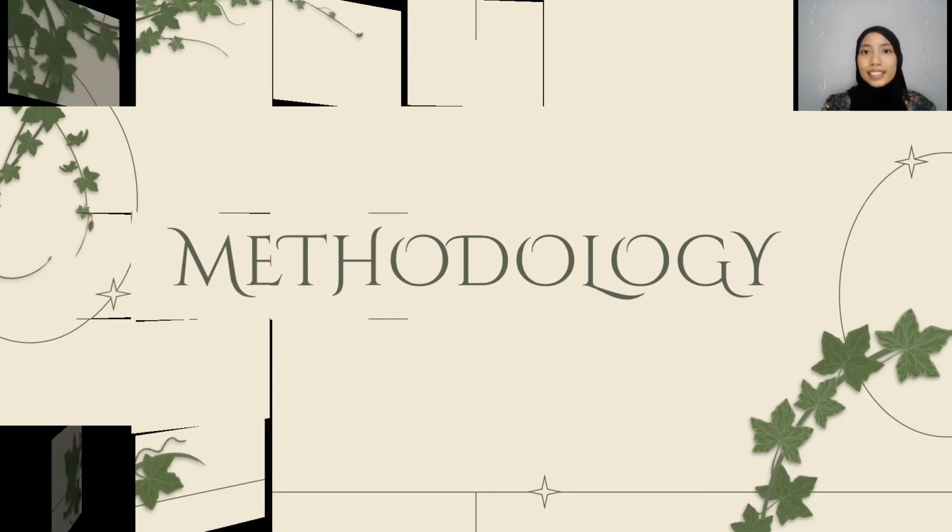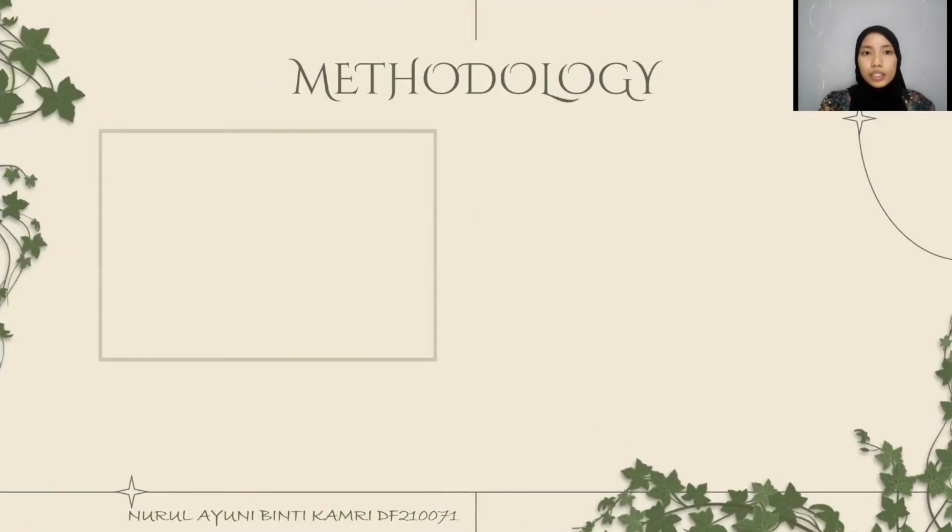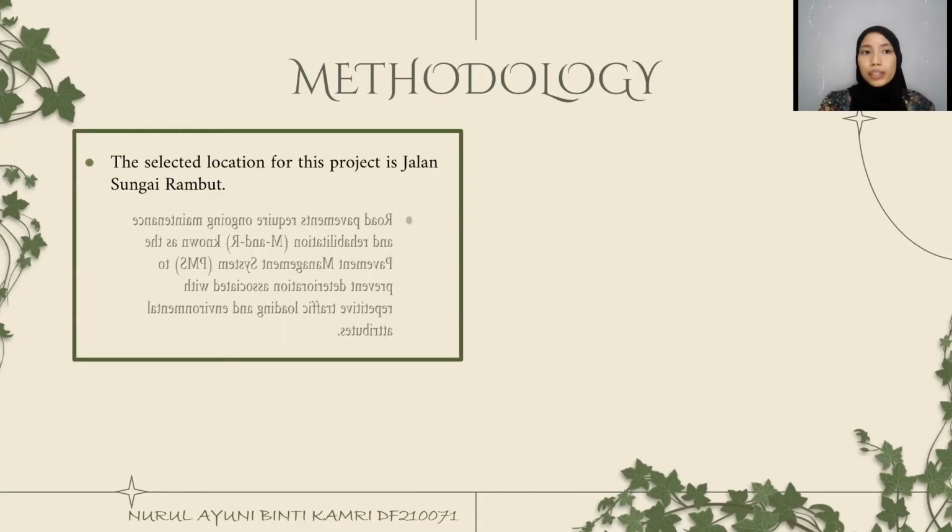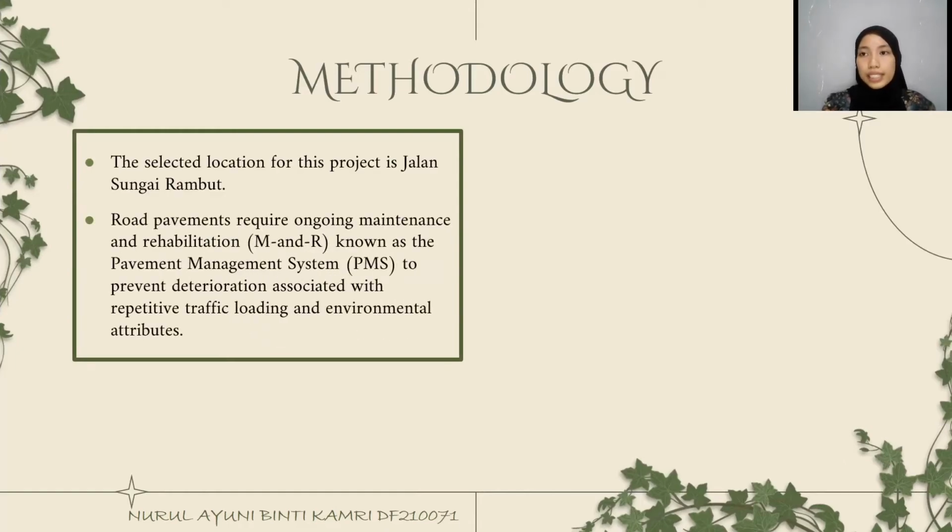Thank you. Next, I want to explain the methodology of this project. The selected location for this project is Jalan Sungai Rambut. Road pavement requires ongoing maintenance and rehabilitation, M&R, known as the Pavement Management System PMS. This is used to prevent deterioration associated with repetitive traffic loading and environmental attributes.